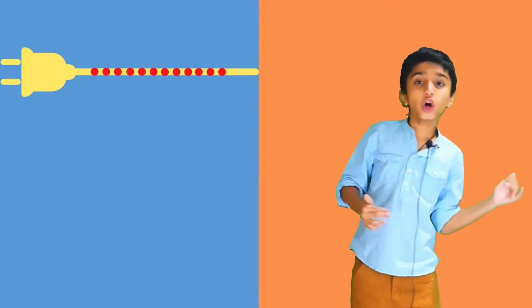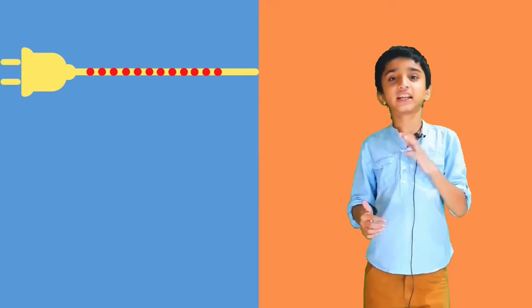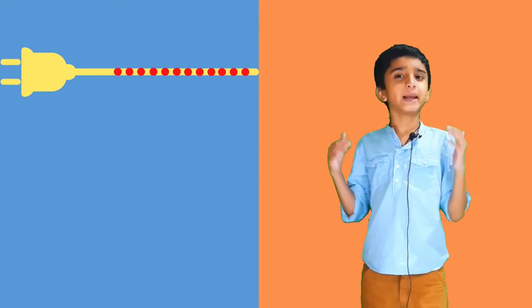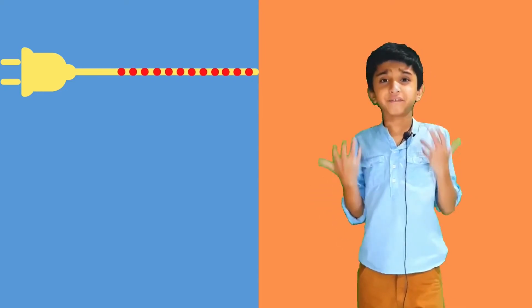If it is alternating, then the current is not going anywhere. It goes and comes back, goes and comes back, but it remains in the same position. And how can it do any work?